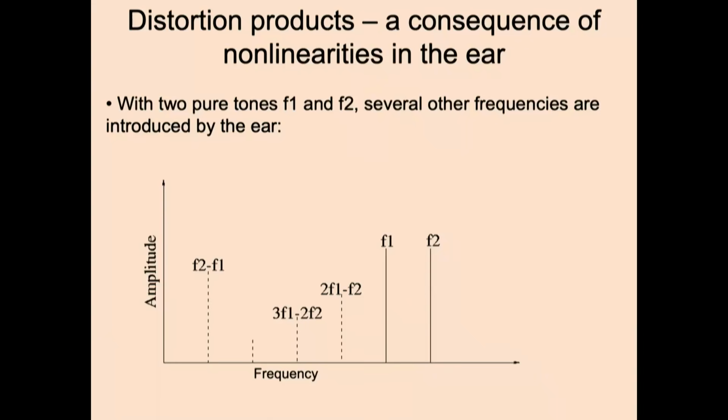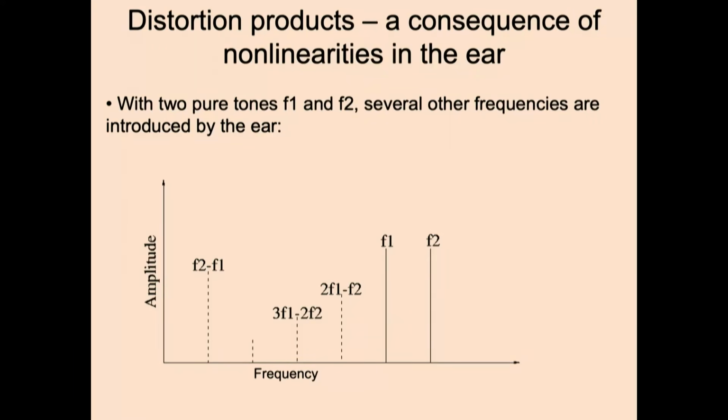All right. Now, one of the consequences of the fact that you have these nonlinearities in your ear is that your ear creates frequencies that are not necessarily present in the input to the ear. And these are called distortion products.